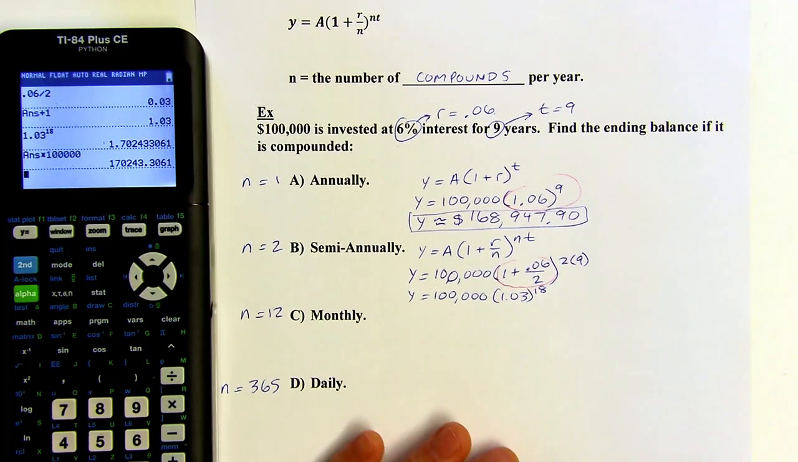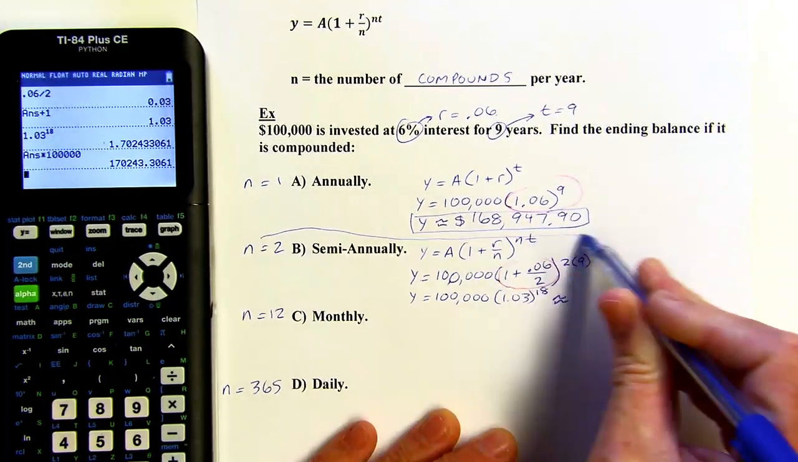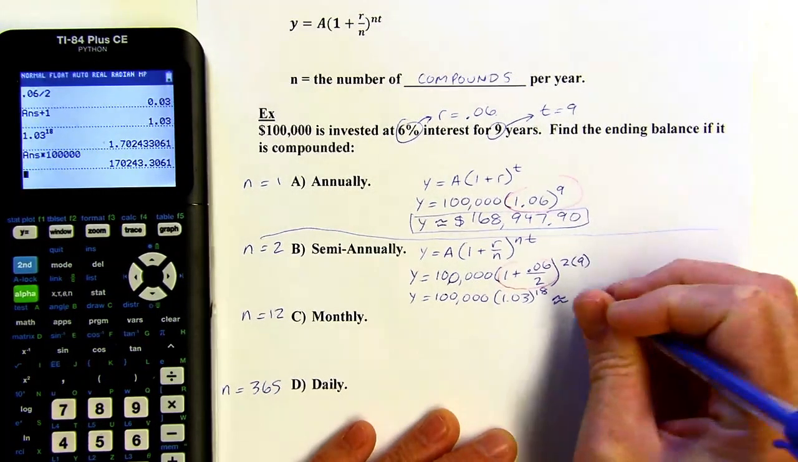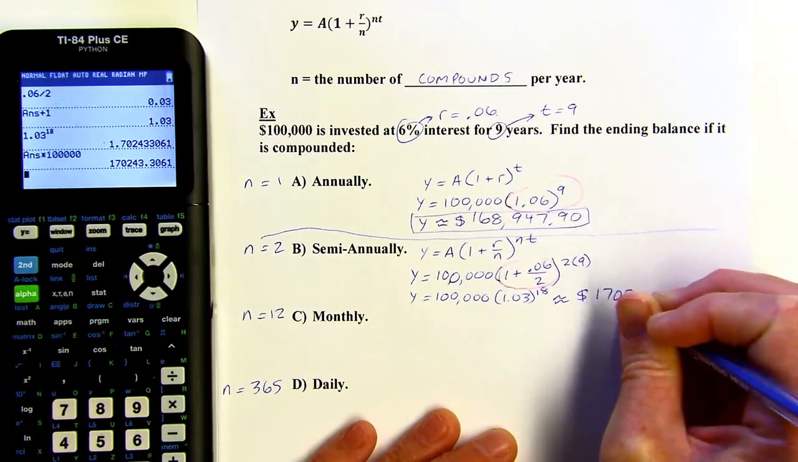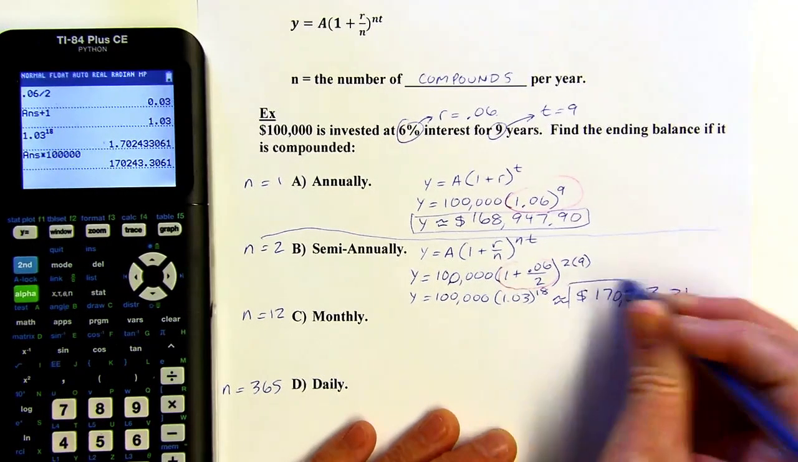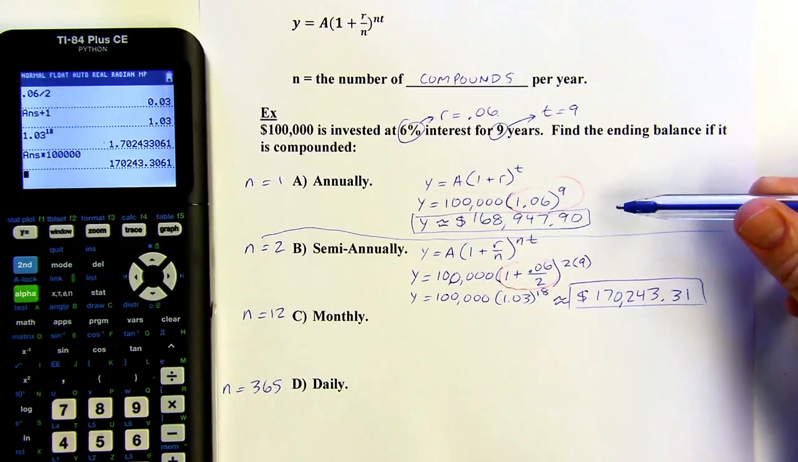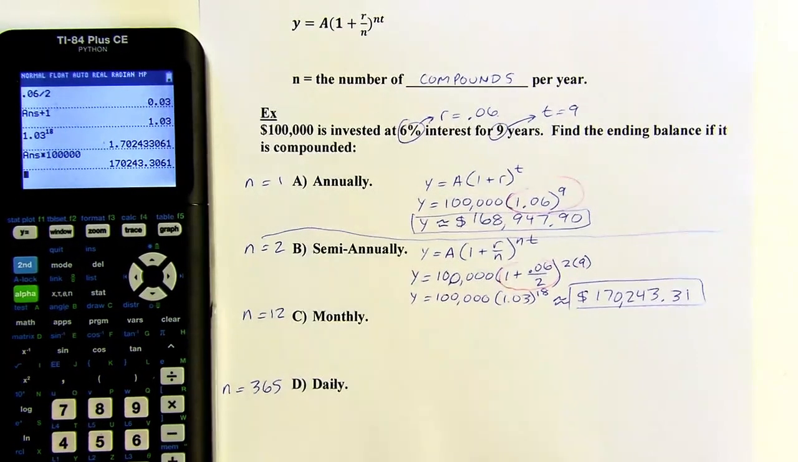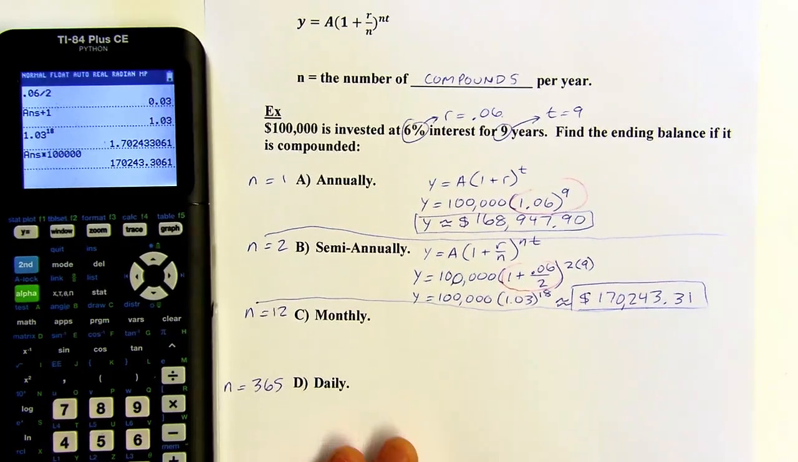And let's see, I'm going to write this over here because I can see I'm going to be a little short on space here. And I'm rounding to the nearest cent. So hey, I do have more money than I had up there, right? 168 to begin with, and now I've got 170. So a little extra money when you compound more often.